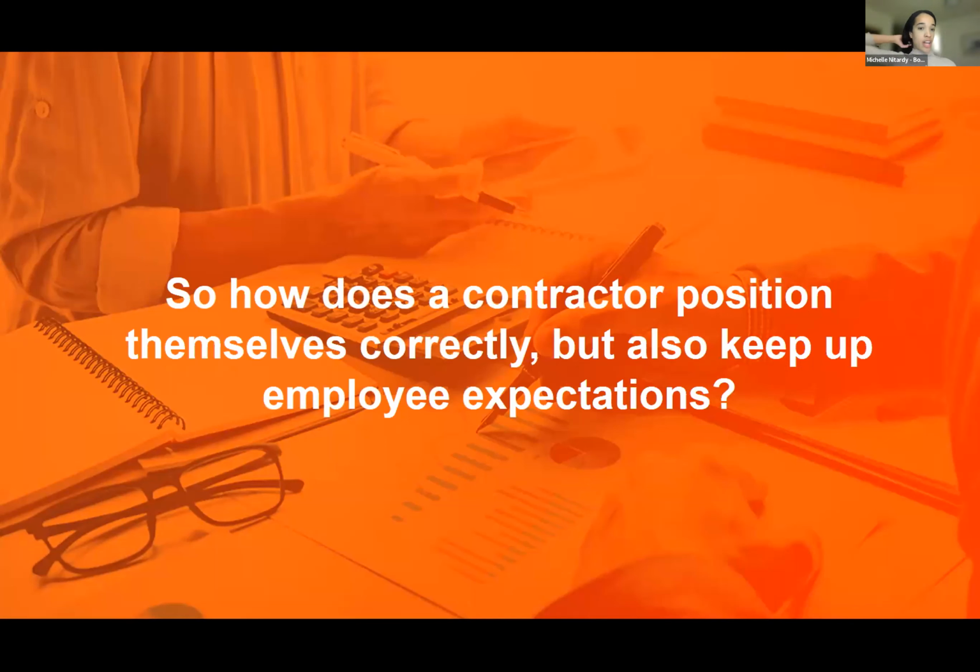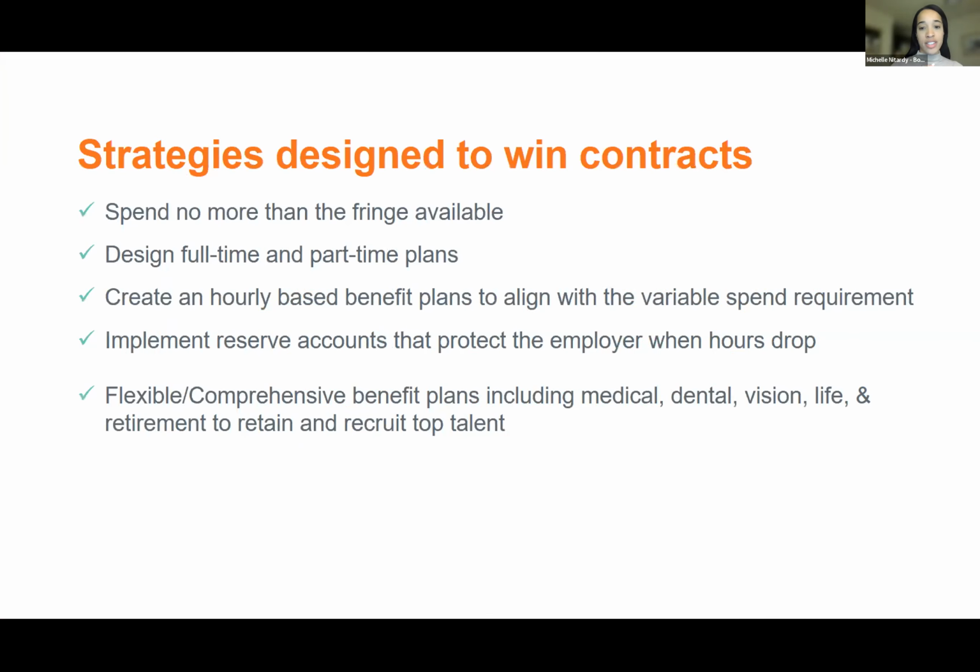So how does a contractor position themselves correctly, but also keep up with employee expectations? All right, next slide. So here are some strategies to win contracts. You don't have to spend more than the fringe that's available. So you can really maximize those dollars and put together full-time or part-time plans. If you have variable hour workers, there are solutions that can really help you use those dollars so that you're not dipping into your profits to pay for benefits.